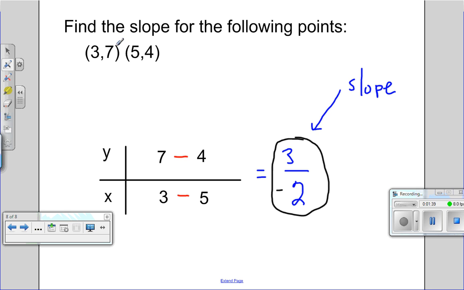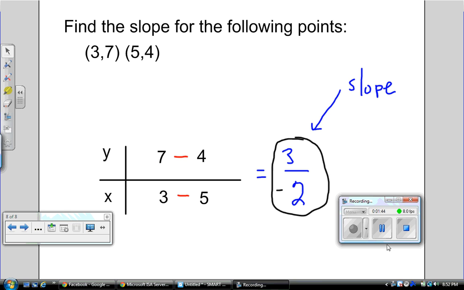There's no x1, x2 offset. This is a very simple method of finding slope. I hope you find this beneficial and quick and easy to learn.